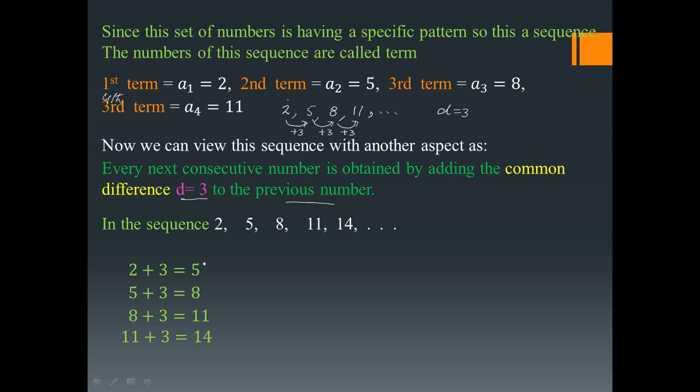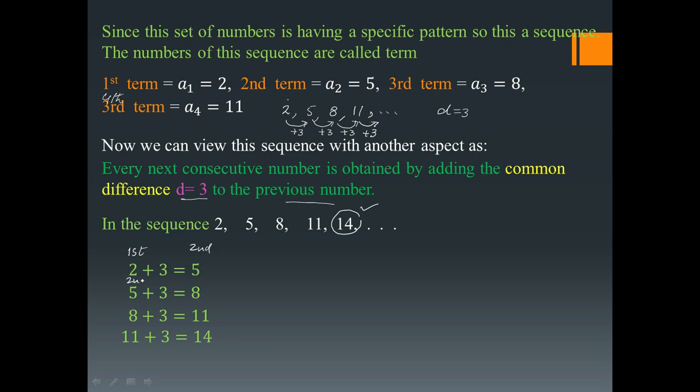So this is the sequence, and this one is the next term, because if we go in the same pattern and add 3 to the 11, we will get 14. This is the next term. So this is the first term and we are adding 3 to it and we are getting the second term.